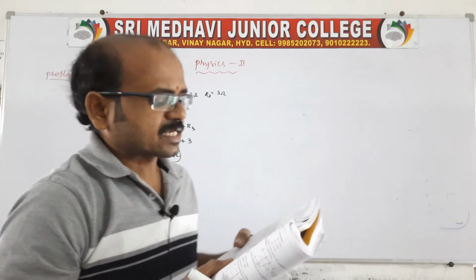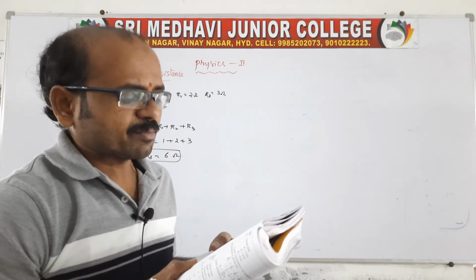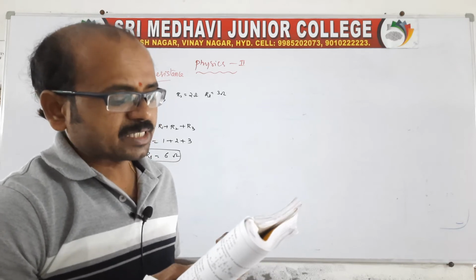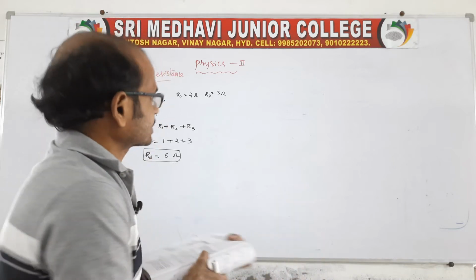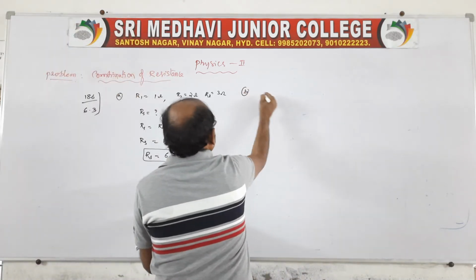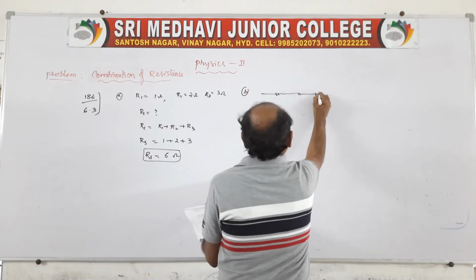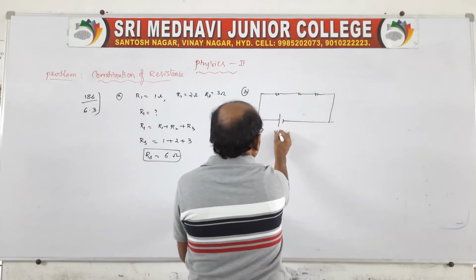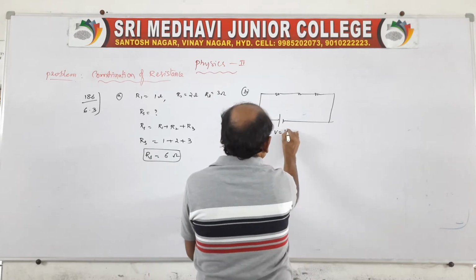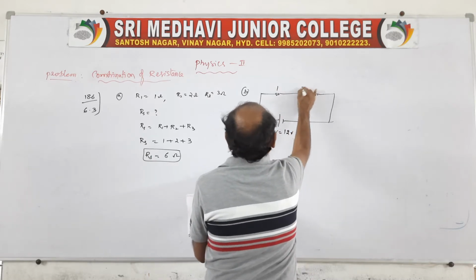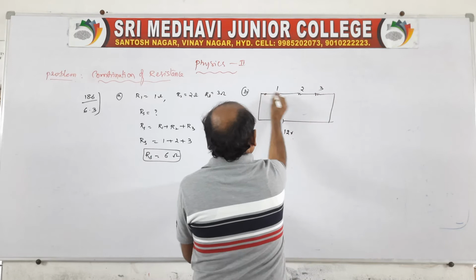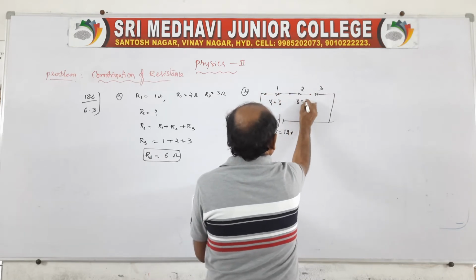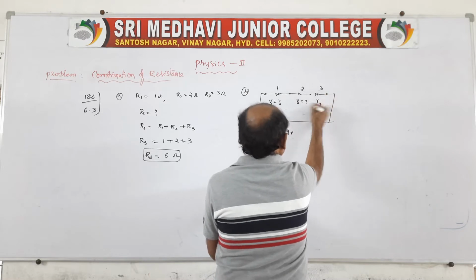The second bit is asking: if the combination is connected to a battery of EMF 12 V and negligible internal resistance, obtain the potential drop across each resistor. The three are connected in series. You take a diagram, and the internal resistance is negligible. The applied voltage is given as 12 V and the resistances are 1 ohm, 2 ohm, 3 ohm. It is asking to find the individual potential differences V1, V2 and V3.